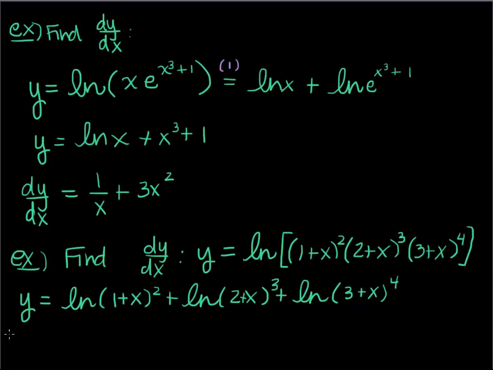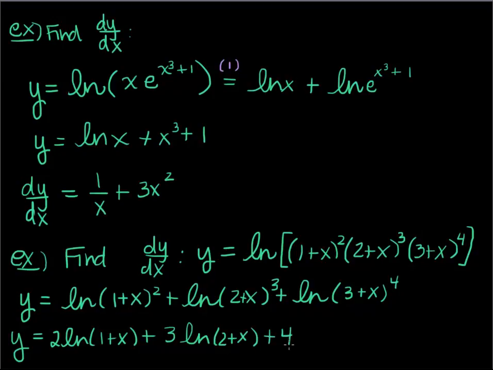All right, I'm going to use the power rule. Again, I haven't taken any derivatives yet. So I'm going to bring the 2 down, natural log of 1 plus x. I'm going to bring the 3 down, natural log of 2 plus x. And I'm going to bring the 4 down. Because I don't want to do 1 over that and take the derivative of that, right? We want to make our lives as easy as possible.